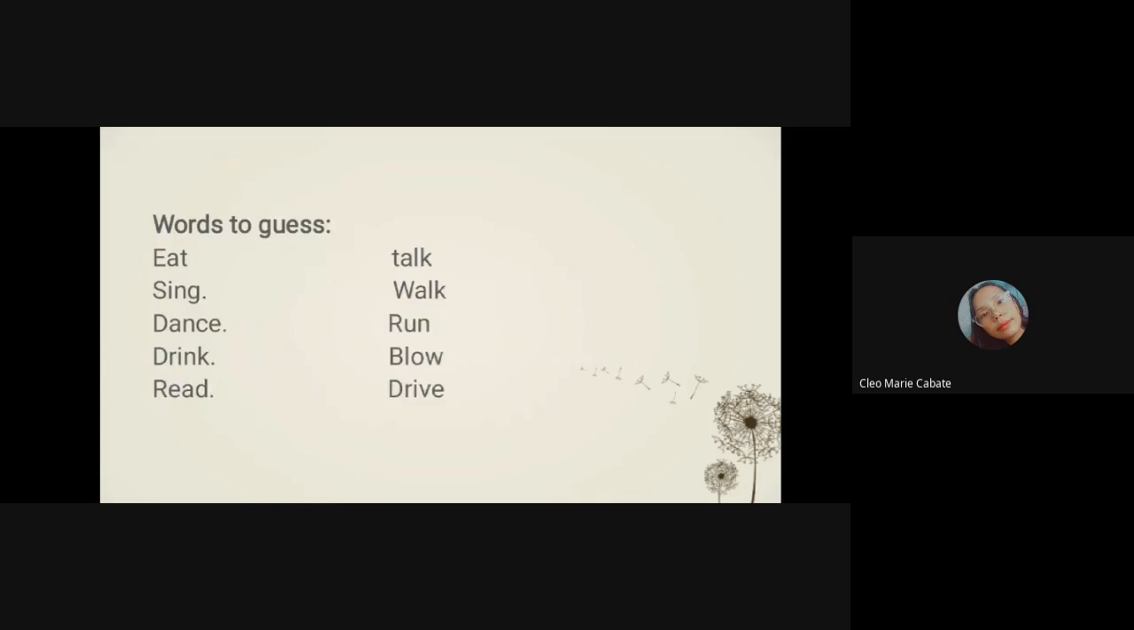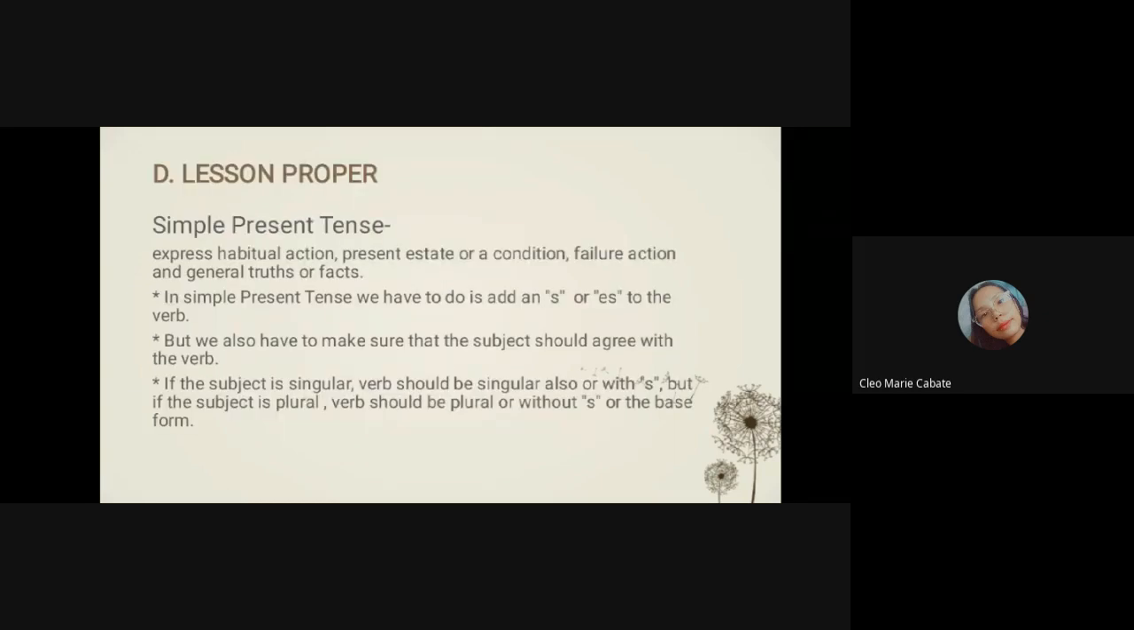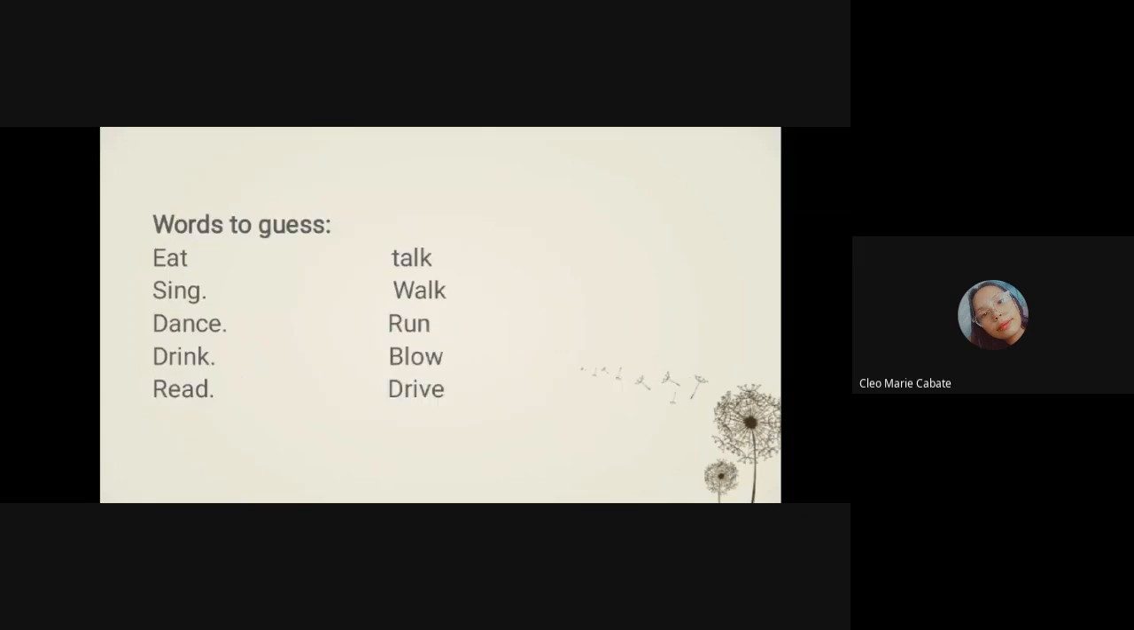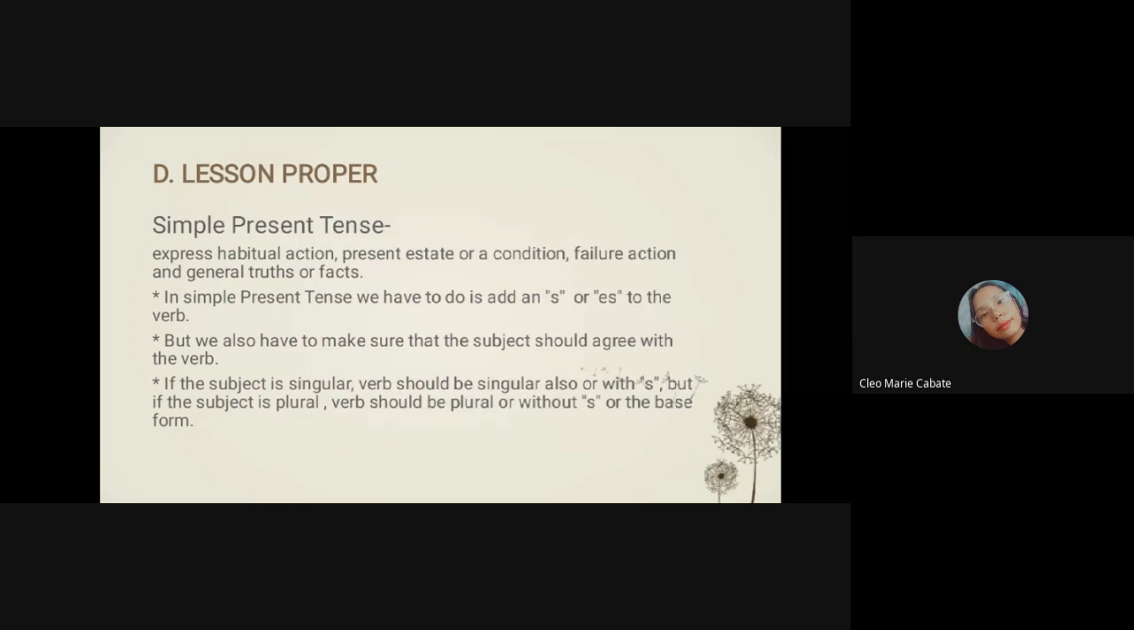Okay, class, did you get all the words on the board? Okay, very good. What did you notice about the game? Okay. Yes, correct. Those are examples of verbs. What kind of verb are they? Okay, very good. They are action verbs. Action verbs and linking verbs can be used in a simple present tense.